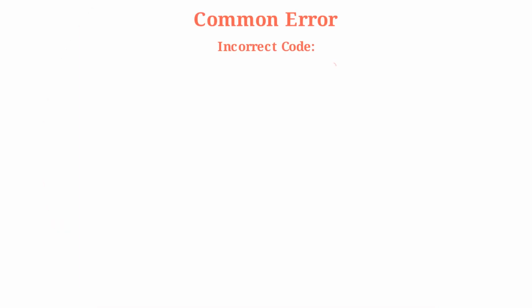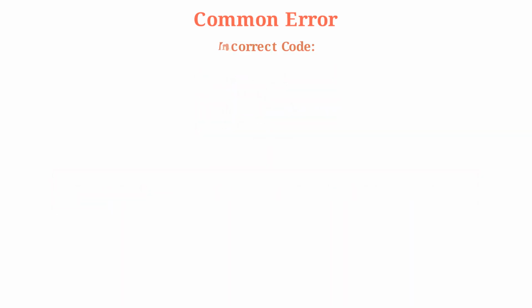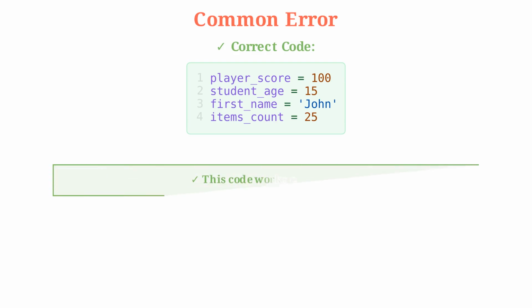Here's the difference between great and not so great variable names. PS, X, data, N, what do these even mean? However, player score, student age, first name, these tell us exactly what's stored. Always choose names that make sense, even weeks later when you read your code again.